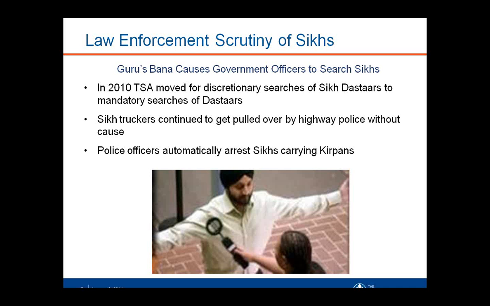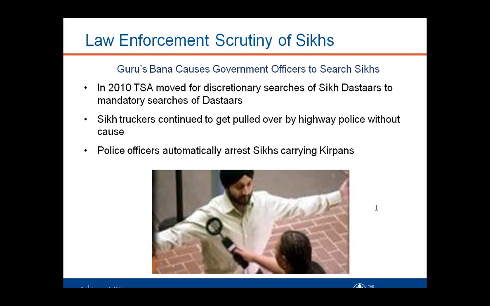I'd also add, and this is an issue that hasn't received a lot of attention publicly, but it definitely has come up in our office. We've noticed that Sikh truckers tend to get pulled over by highway police without cause, and we say without cause because they're not given a ticket. They're just pulled over and questioned.